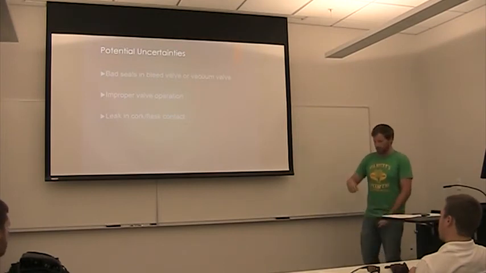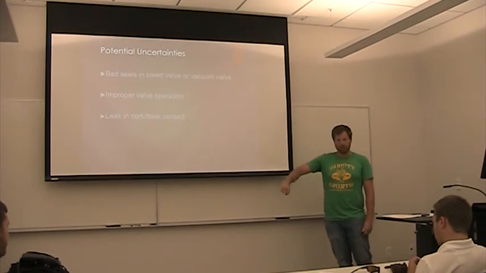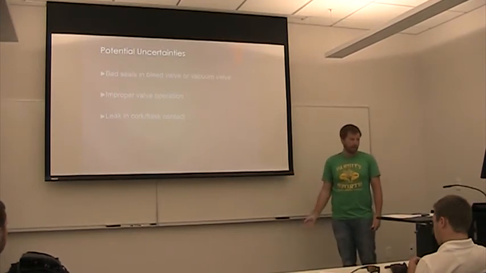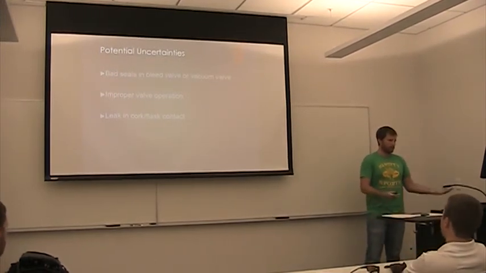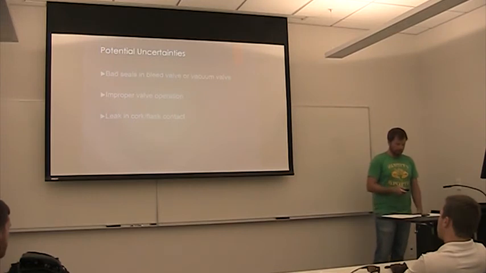For potential uncertainties, this could be a number of things. For example, we use a little rubber stopper that could have some leaks. The air valve that we use to create the vacuum could have a slight leak. And then all of this is going to mess up everything. Even the hot plate could be inaccurate. So there are many potential uncertainties.